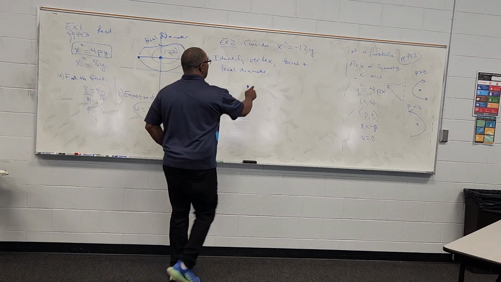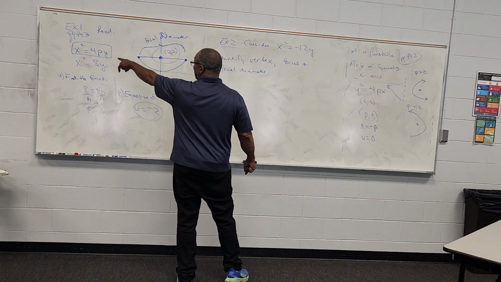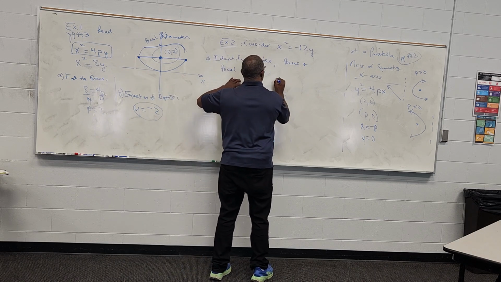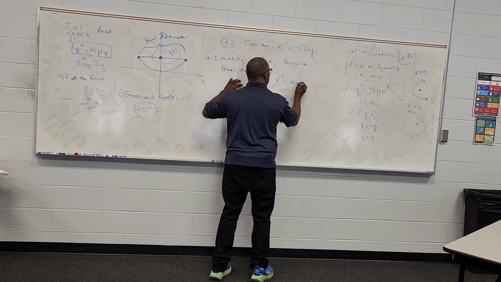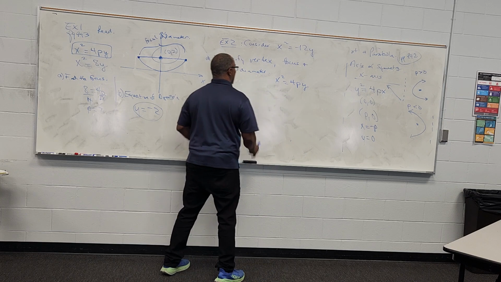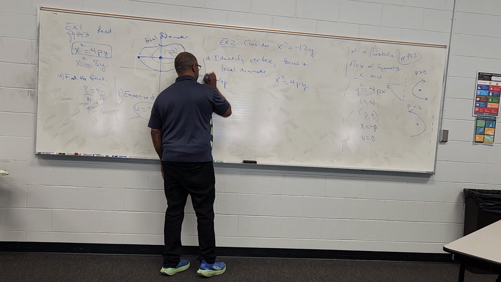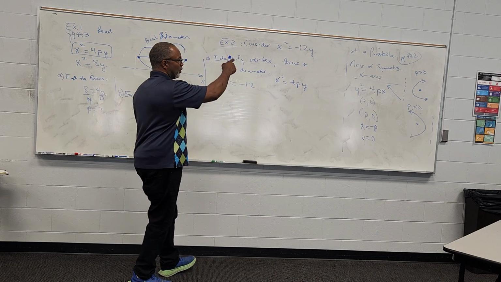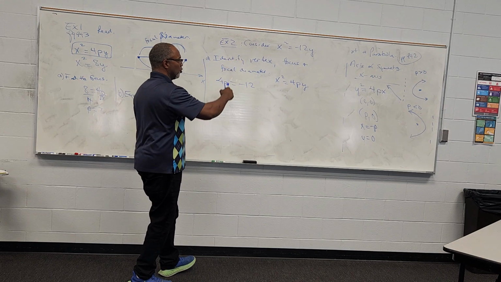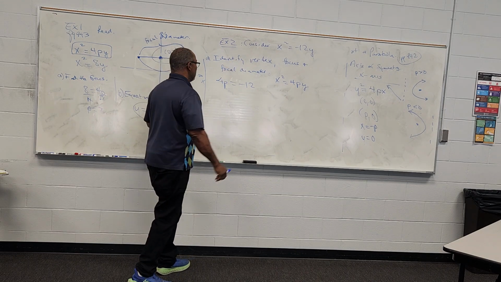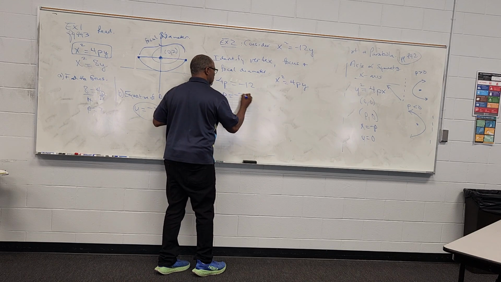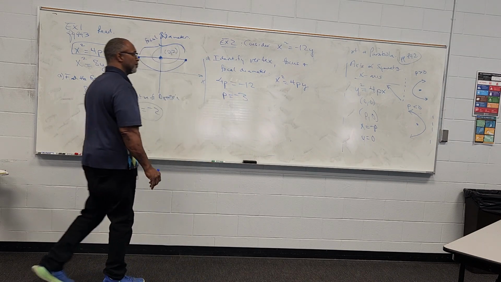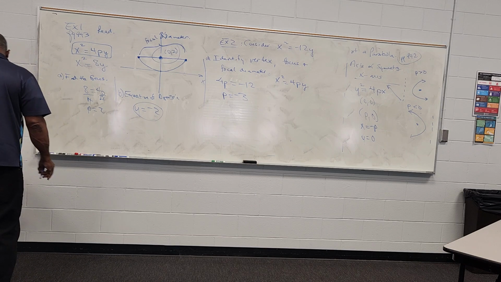So again, x squared equals negative 12y. It still has that same form, x squared equals 4py. So I can conclude that 4p is the same thing as negative 12. The 4p must be negative 12. Divide by 4, p is negative 3.